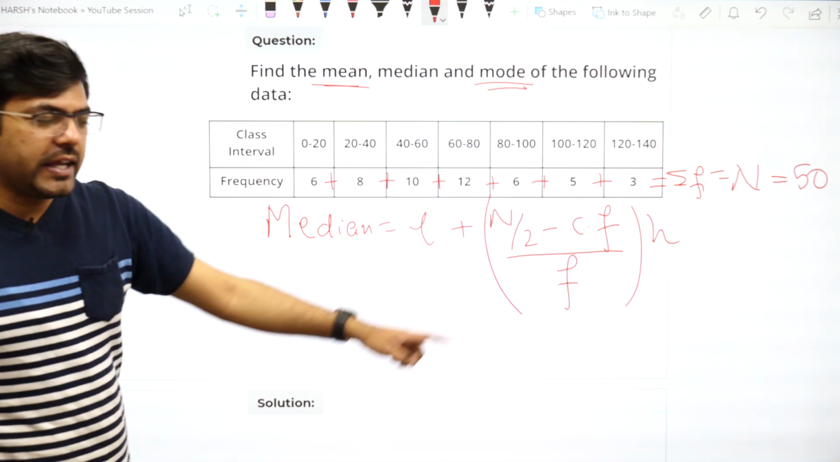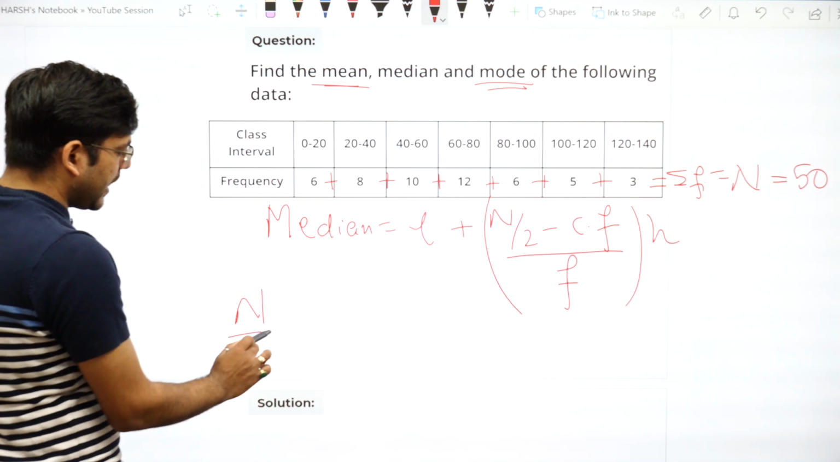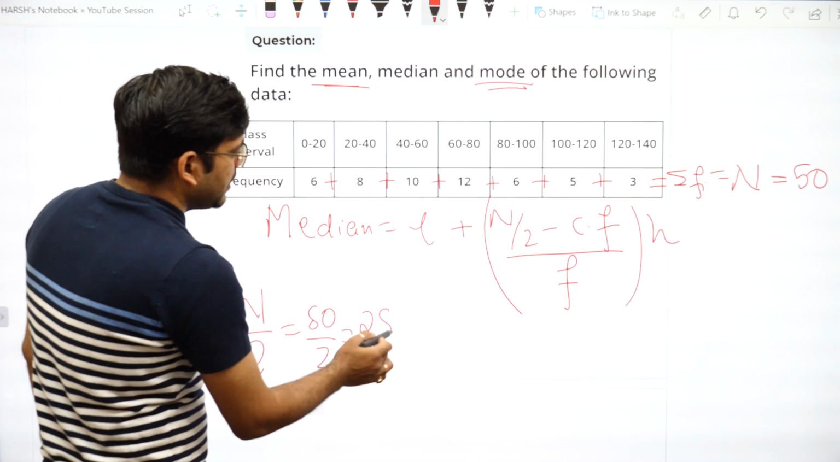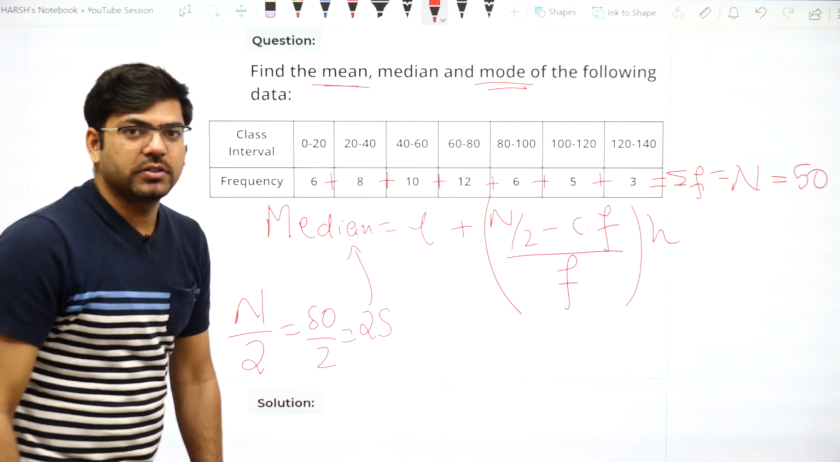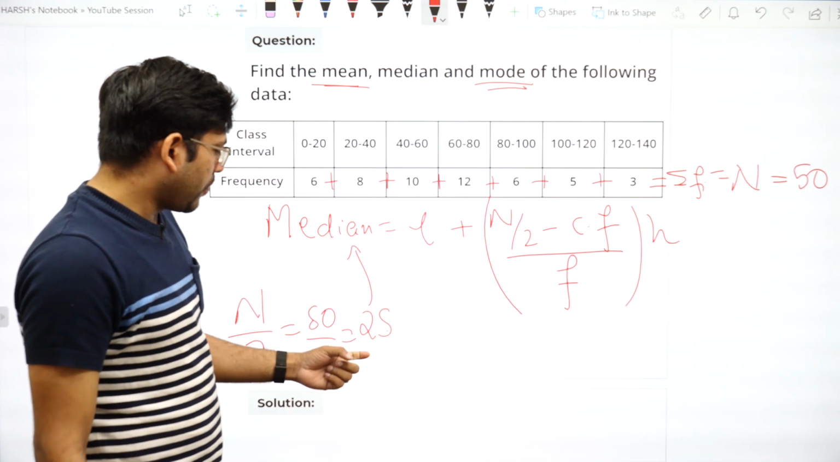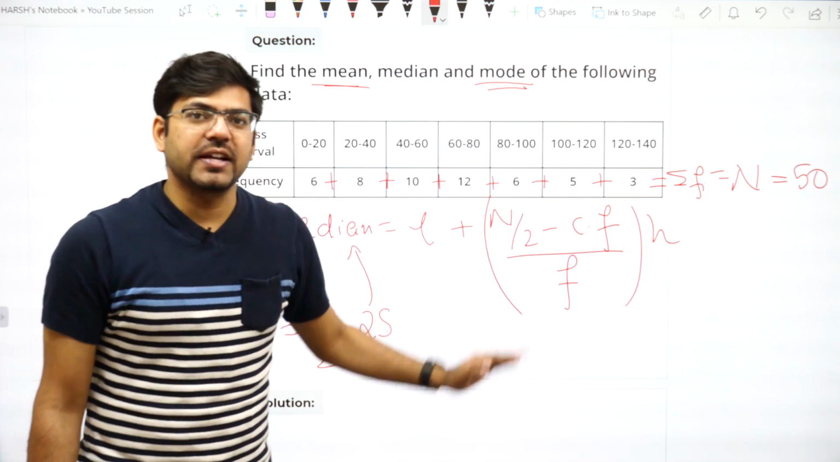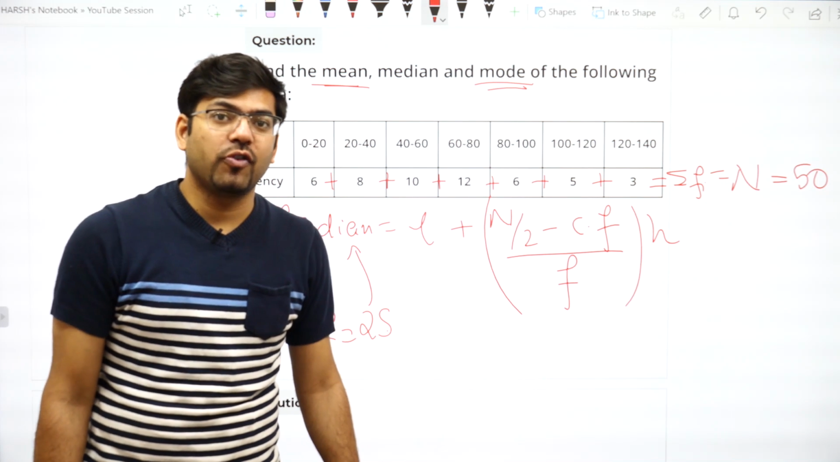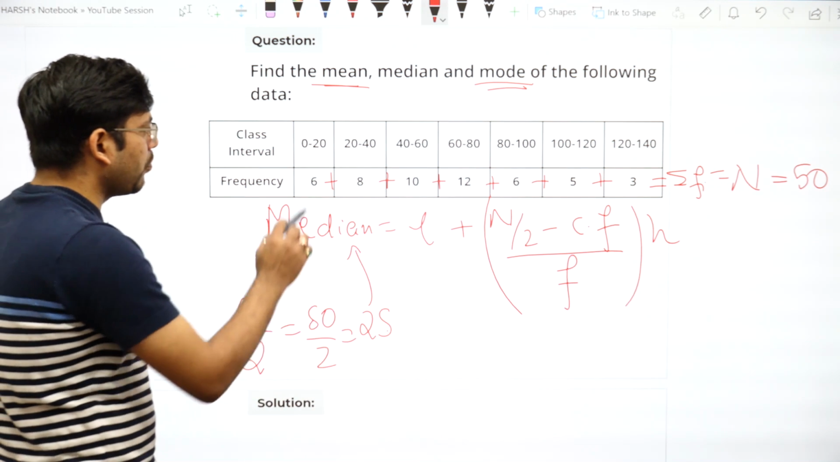Now if you have got n equal to 50, find out n by 2, that is 50 by 2. So that is 25. That is somewhat like the median, meaning the mid value. But here what you have to do, you have got n by 2. Now CF is the cumulative frequency. So now what is the cumulative frequency? Cumulative frequency will have to be formed. Now let me tell you how.